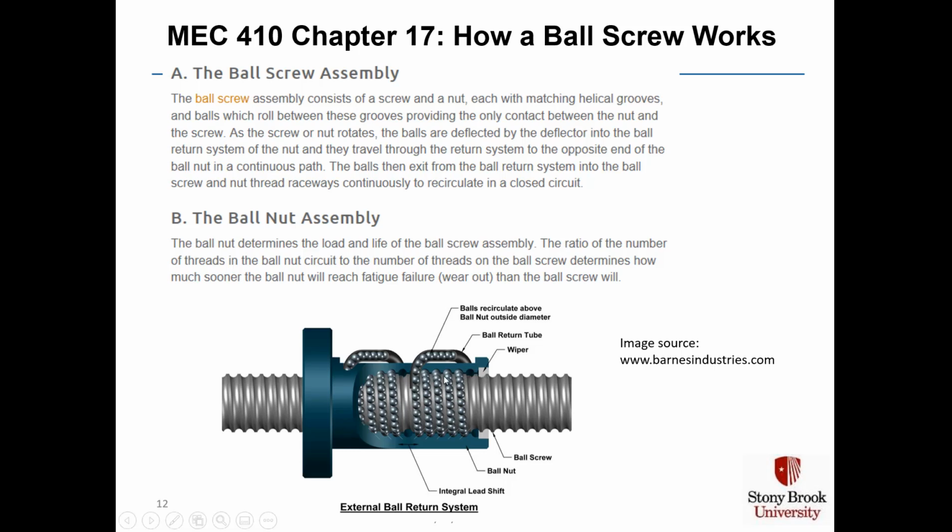The balls exit from their pathway, going around and around as the screw rotates, into a recirculating raceway, that's here, and then they come back to the beginning of the line and go around and around and recirculate again. And the ball nut determines the load and life of the ball screw assembly, and the ratio of the number of threads in the ball nut circuit, here the ball nut circuit shown has 5 threads, to the total number of threads in the ball screw determines how much sooner the ball nut will reach fatigue failure than the ball screw.